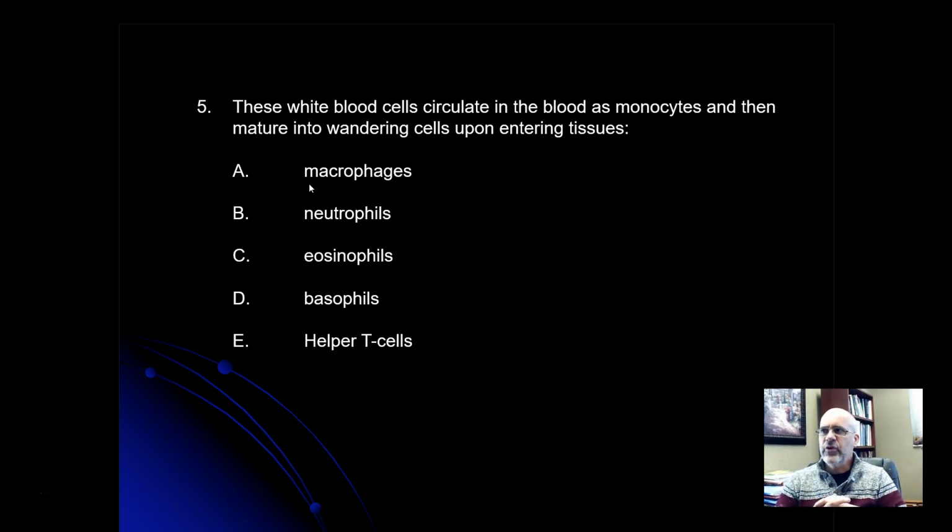"These white blood cells circulate in the blood as monocytes and then mature into wandering cells upon entering tissues." If you go back and look at your white blood cell functions, those are going to be your macrophages. Monocytes in the blood become wandering macrophages. Once they do diapedesis and get out into an infected tissue, they transform into macrophages and they wander around and do phagocytosis.